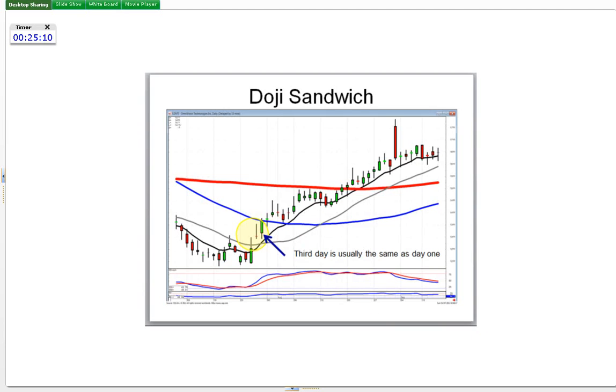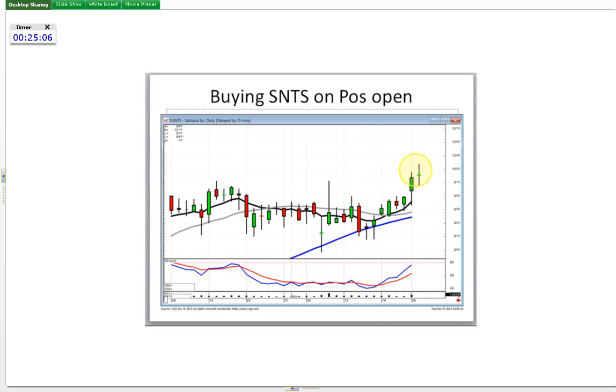Doji sandwich, close above the T-line, Doji. Very simple to use a Doji. We know it's going to move in the direction of how they open it after a Doji. Is this trend going to fail here at the 50? Well, if it opens positive, no. If it opens negative, yes, you take your profits immediately.